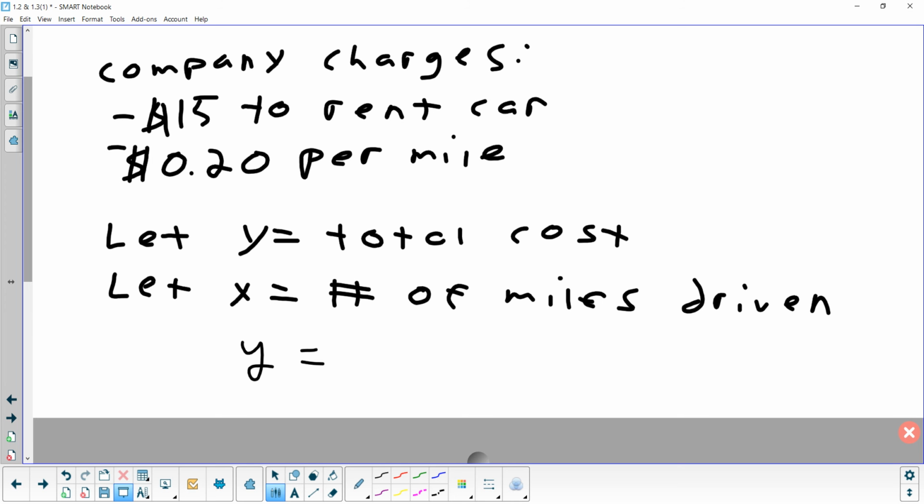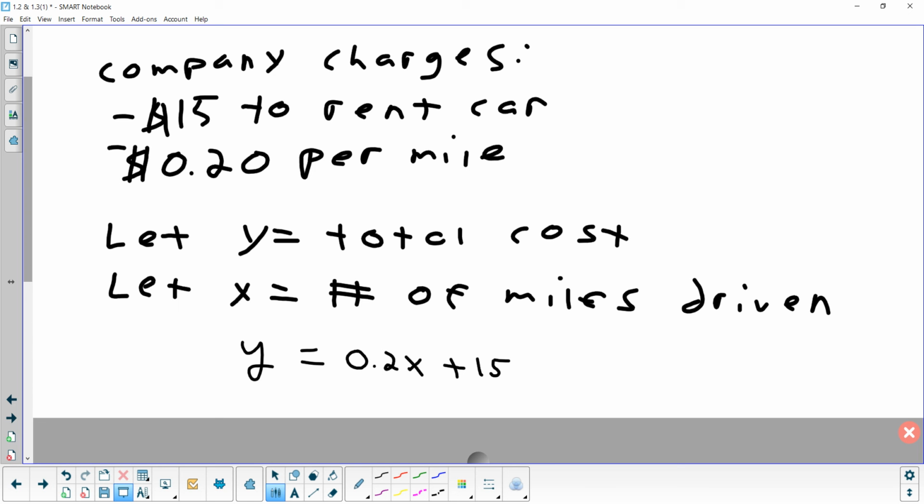And what would go on the other side to represent a $15 charge to rent the car plus 20 cents per mile? Yeah, Chris? 15 plus 0.2 times x. Yeah, and I'm going to do it like this. It's the same thing Chris said. He said 15 plus 0.2x. I did 0.2x plus 15. Both answers would be correct.